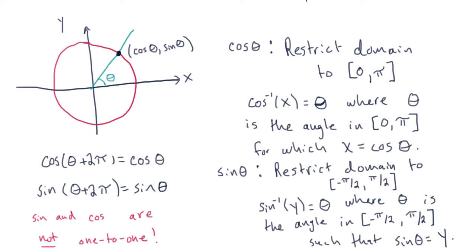Now, there's nothing special about the interval from 0 to pi, or the interval -pi/2 to pi/2. They are maximal in the sense that we can't make these intervals any larger and still have cosine be one-to-one and sine be one-to-one. But we could possibly choose a different interval. So for cosine, we could choose, for instance, pi to 2 pi. Or for sine, we could choose pi/2 to 3 pi/2. But these are the conventional choices to restrict the domain of sine and cosine to make them one-to-one.